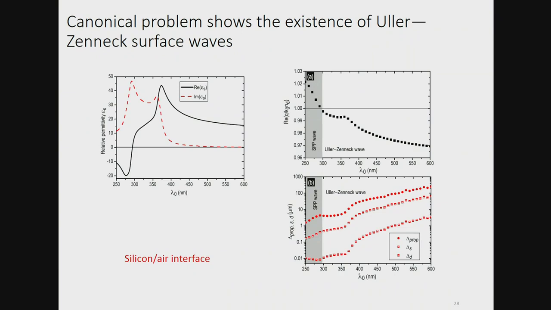The reason is this, that their wave number is actually less than 1 instead of greater than 1. For SPP waves, we get a wave number greater than 1, but for Uller-Zenneck waves, we get a wave number which is smaller than 1.